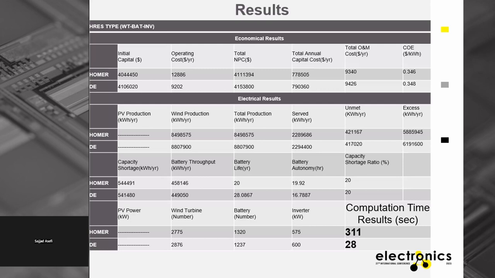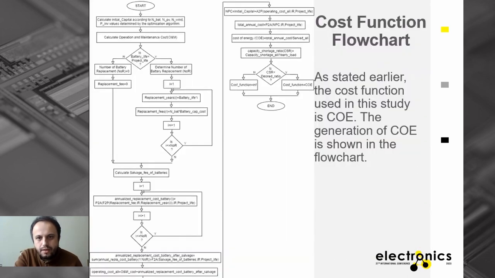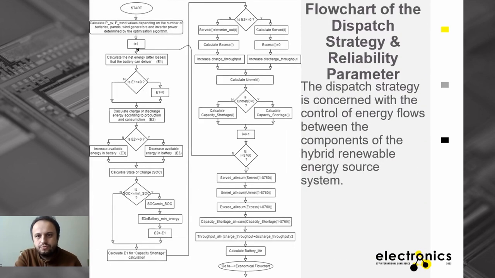Thanks. The small differences are because of this flowchart, this dispatch strategy. The dispatch strategy belongs to me. I designed this dispatch strategy, but I don't know which dispatch strategies Homer uses. So this is the main difference between my results and Homer.